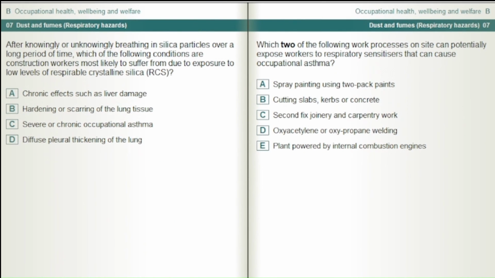After knowingly or unknowingly breathing in silica particles over a long period of time, which of the following conditions are construction workers most likely to suffer from due to exposure to low levels of respirable crystalline silica, RCS? Chronic effects such as liver damage, hardening or scarring of the lung tissue, severe or chronic occupational asthma, diffuse pleural thickening of the lung.